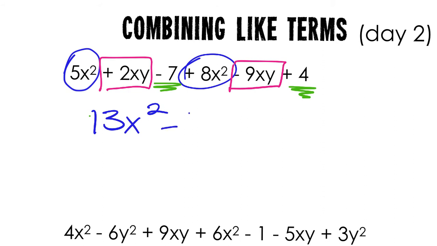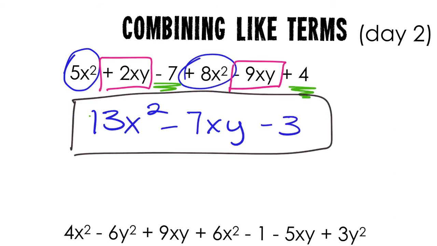A negative 7xy. And then last but not least, we have those constants, negative 7 plus 4, negative 3. Very good. So this would be our final simplified expression. Nothing too crazy here. Very similar to what we saw yesterday, with the exception of having two variables in a term.